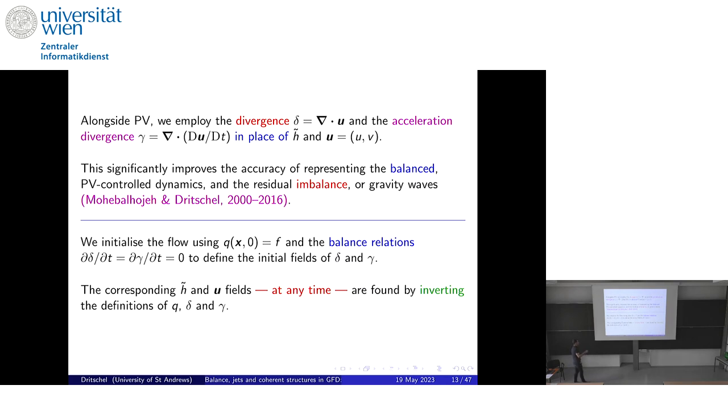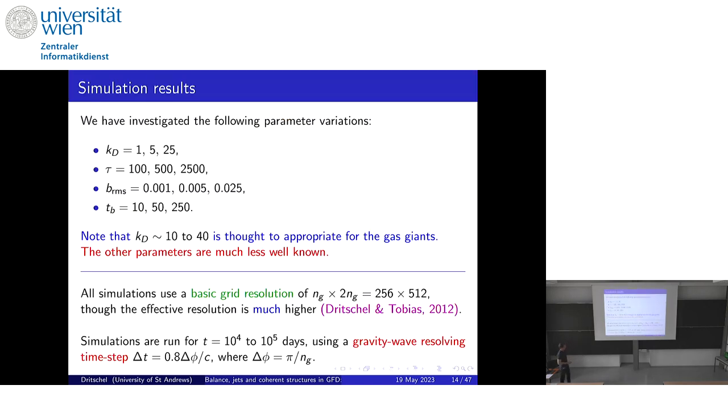And later on in time, if you wanted to deduce the balance part of the dynamics, which I'm not going to do here, you can use these same relations to take the potential vorticity at any fixed time instead of zero, and use these relations to work out the balance part of the flow. And that's interesting, but it's not so interesting here where the topographic forcing is producing so much imbalance. Anyway, the corresponding fields of H and U are found by inverting, as I mentioned before, these definitions, and I'm not giving details.